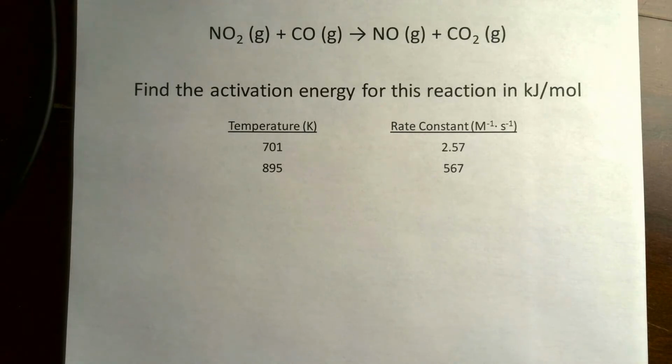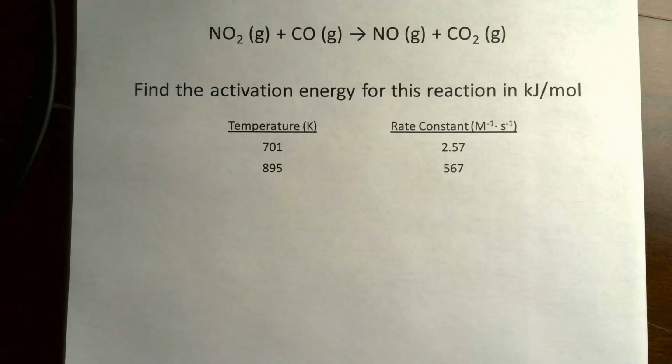And this is a two-point Arrhenius equation problem. What I mean by that is we have two different temperatures where the rate constant has been measured, and we're going to use those two along with the two-point Arrhenius equation to determine what the activation energy would be.